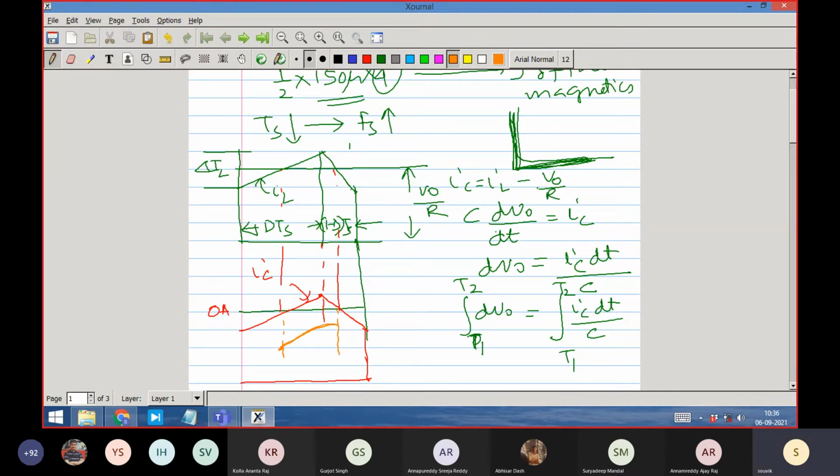So its charging profile may be going somewhat like this. I am not interested in just knowing the equation of the intermediate portion. I am just interested in knowing what will be the magnitude of this portion. Only this portion. This I define as delta V naught. Then what will be happening?